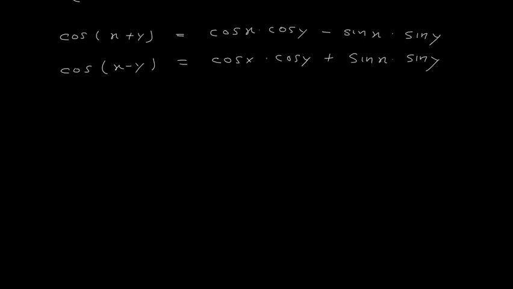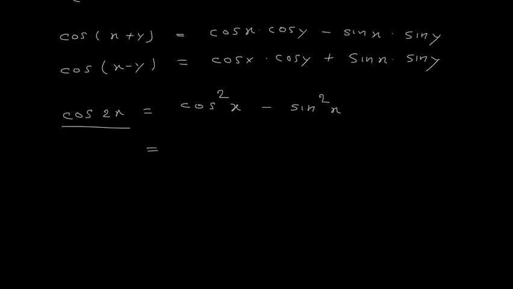Okay. Now I want to find the formula for cos 2x. So for cos 2x, what we do? We replace y with x. So here cos of 2x, we replace this y with x, and I will get cos x into cos x, that is cos square x, minus sin x into sin x, that is sin square x. So we have cos square x minus sin square x. Now this is one more formula. Cos 2x is cos square x minus sin square x.